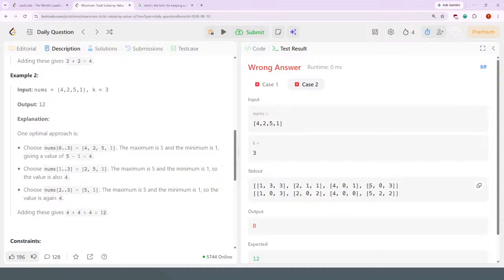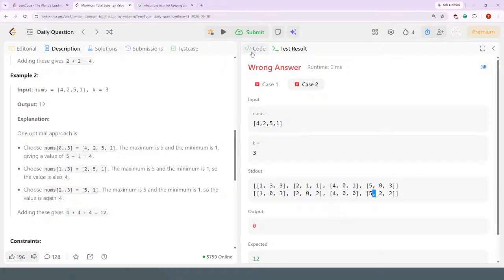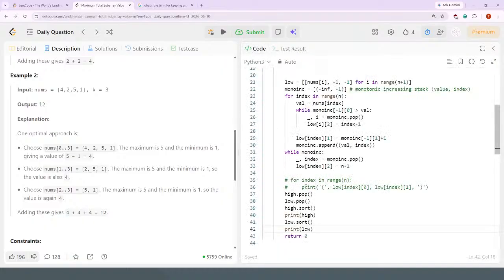Alright, so the high value 5 is from 0, 3, 4 is from 0 to 1, 2 is from 1, 1, 1 is from 3, 3. The low values 1 is from 0, 3, 2 is from 0, 2, 4 is from 0, 0, 5 is from 2, 2. Okay. That is what I wanted.